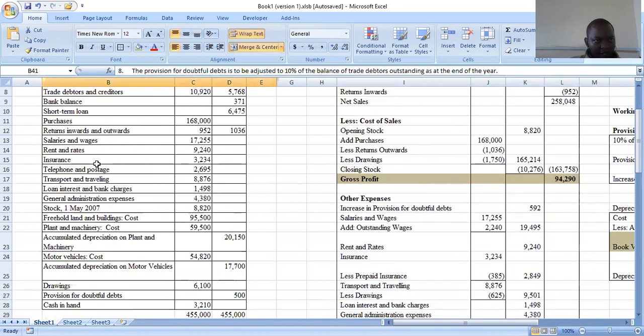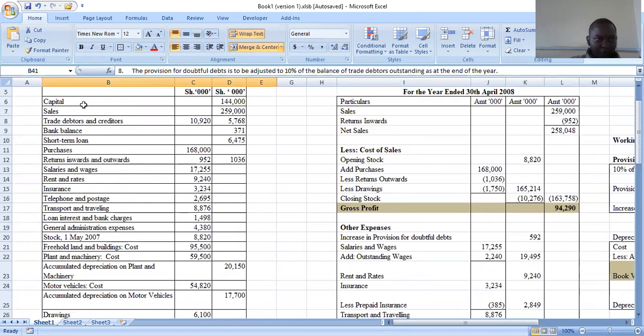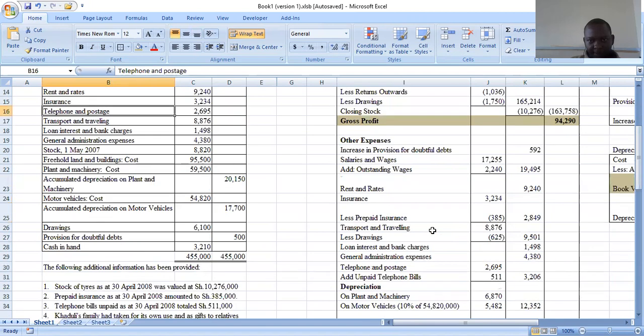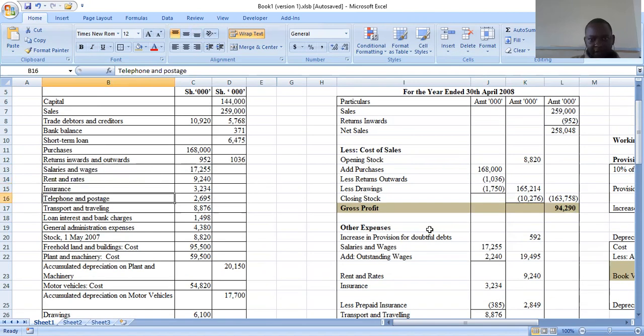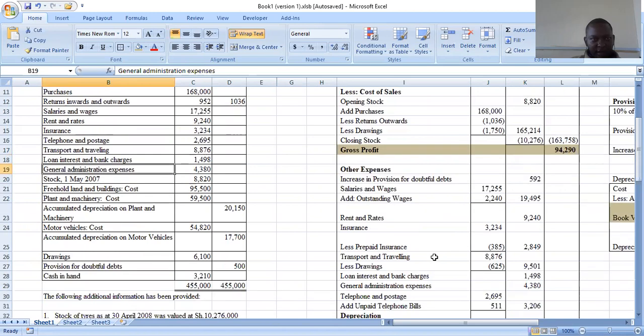Sidhani kunao nimeacha. Kuna depreciation, kuna expense nimeruka. Let me check before we proceed. Salaries and wages, rent and rates, insurance, telephone and postage is there. Transport and traveling is there. Loan interest and bank charges, they are there. General administration, they are there. Stockfield. I think I've exhausted all the expenses.